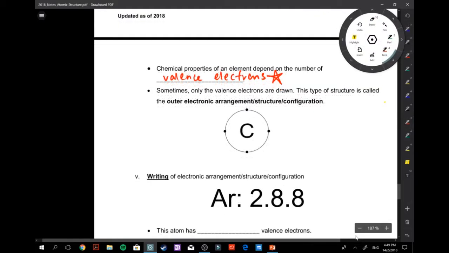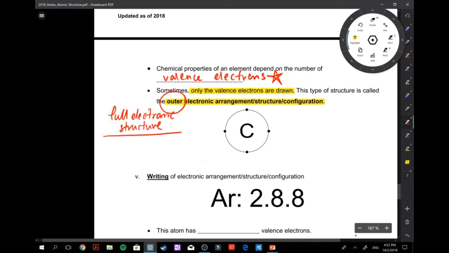Alright, so sometimes in the electronic structure itself, we only draw the valence electrons. We don't draw the innermost electrons. And this type of structure is what we call the outer electronic arrangement or configuration. Notice this word over there, outer, because it only shows the outermost shell, as you can see over here in this diagram. The opposite of this is what we know as the full electronic structure. So for the carbon atom, this is how it looks.